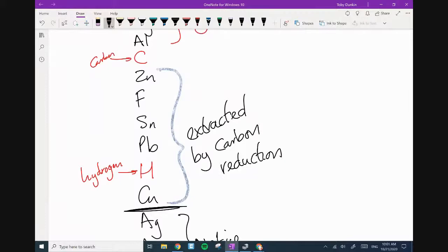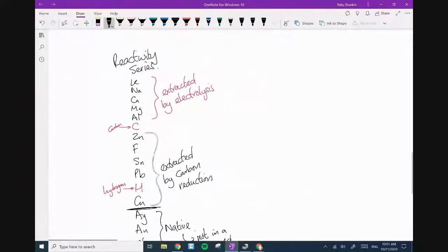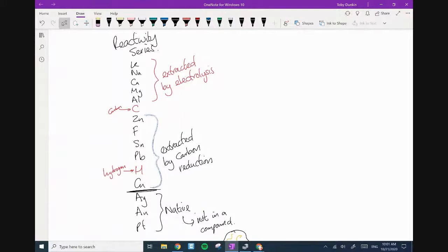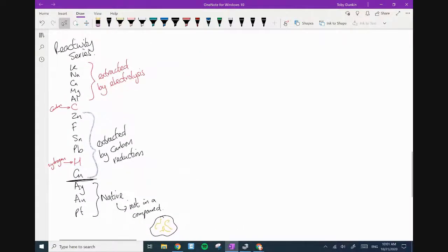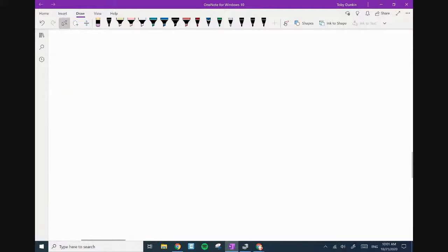Now, let me explain what's going on here. What we now need to do is talk about carbon reduction. This actually is not massively complicated. Let's focus on iron oxide in this case. So let's do a little subtitle, please, of carbon reduction.